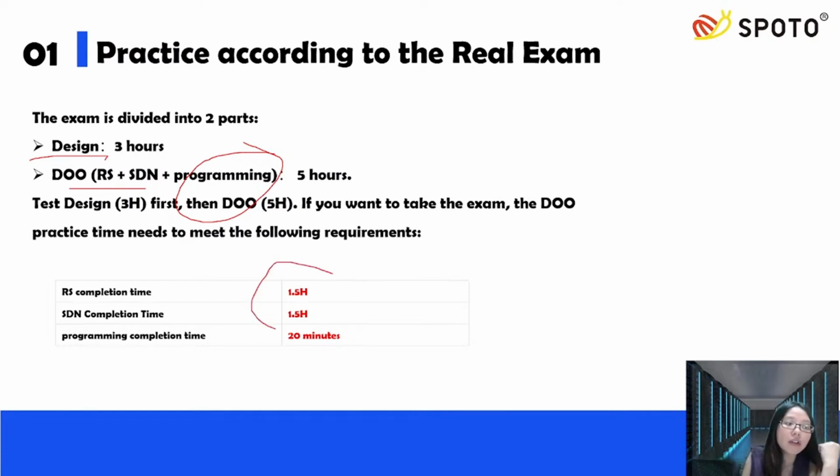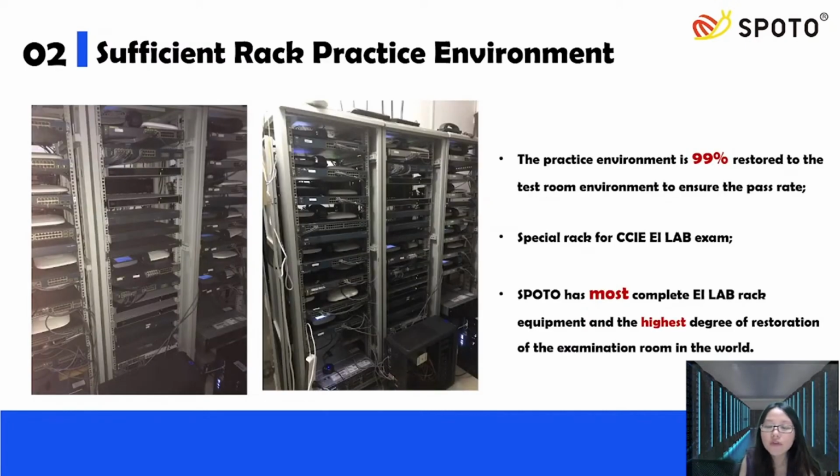But in our new version, we need to complete DOO within 3 hours before recommending students to take the exam. So, for example, routing, switching, and SDN each need to be completed within 1 hour.